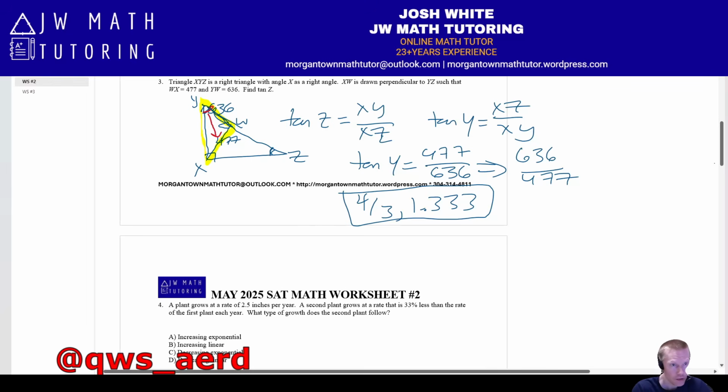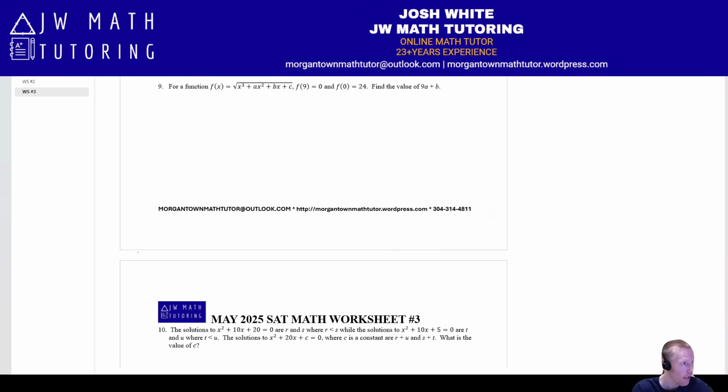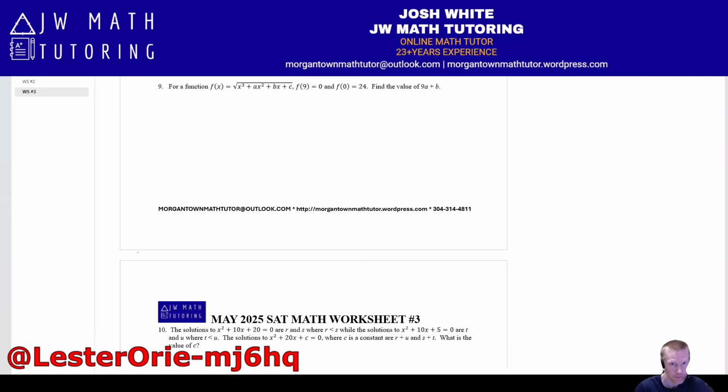Okay, now the next problem we're going to look at is from worksheet number 3. It is problem number 9. And this is just a method that's a little bit quicker, a little bit faster than the one I demonstrated in the video. So the start of this is the same as the solution I did, which is to plug in just 0 for x. So you plug in 0, 0, 0, and then that's equal to 24. So you get, 24 is equal to the square root of c. C equals 576. So that part's the same. That's the solution that I did.